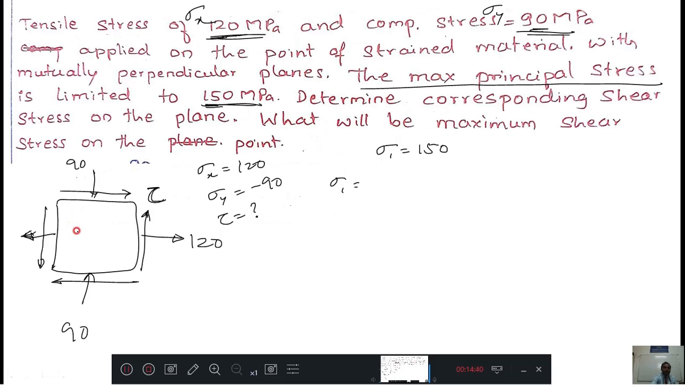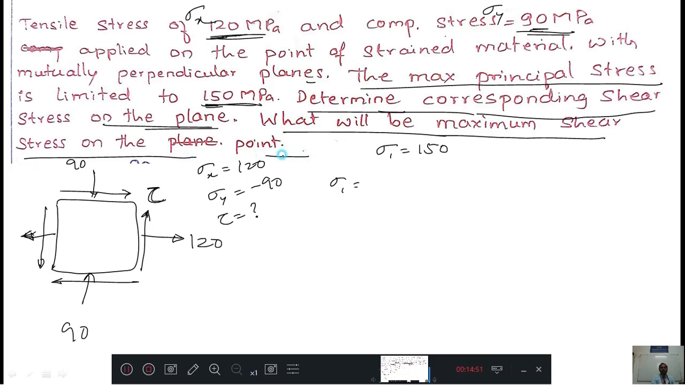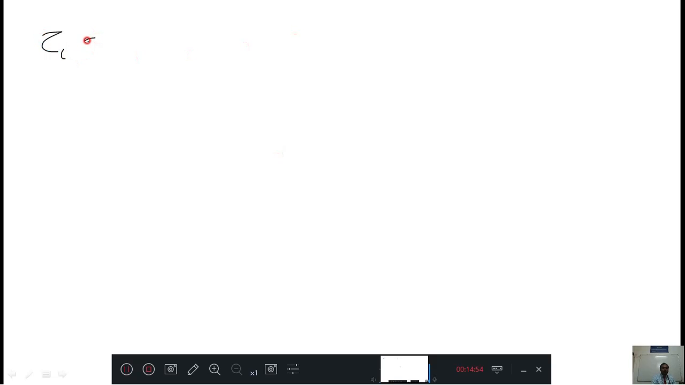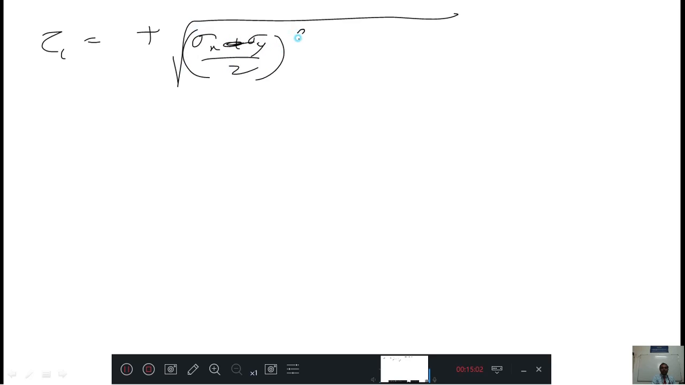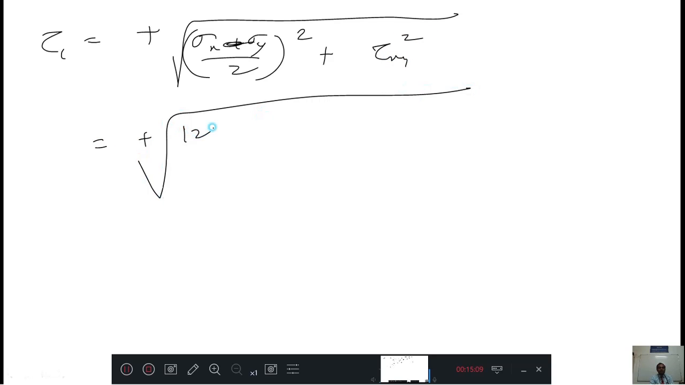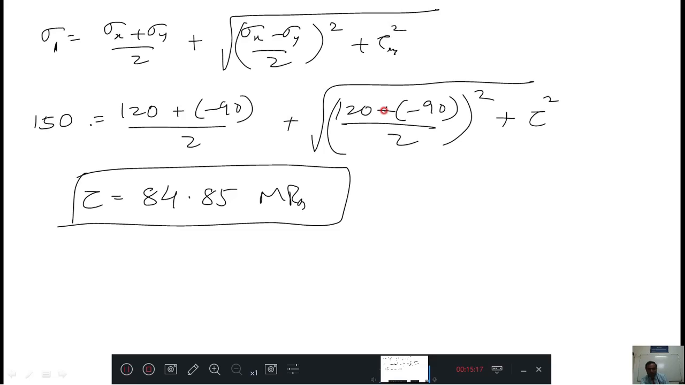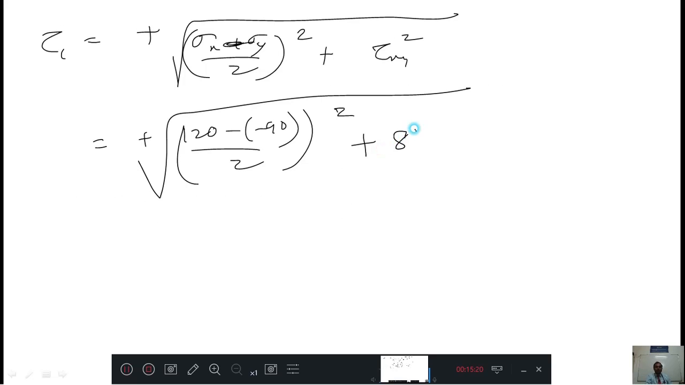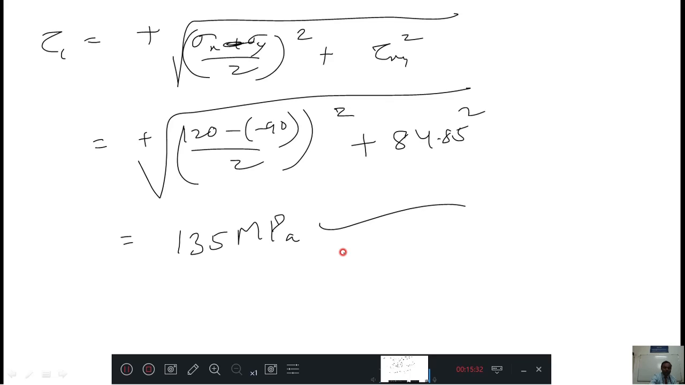And then the second question, just go through the question. Determine the corresponding shear stress on the plane, this you got. What will be the maximum shear stress on the point? Maximum shear stress means what? Tau 1 equal to plus square root of sigma x minus sigma y by 2 whole square plus tau xy square. Now in this equation, plus square root of this, 120 minus of minus 90 by 2 whole square plus tau xy, which I just calculated, that is 84.85 square. If you calculate, you will get 135 MPa as the answer. Over. The problem, once again go through the problem and the solution, you will get it.